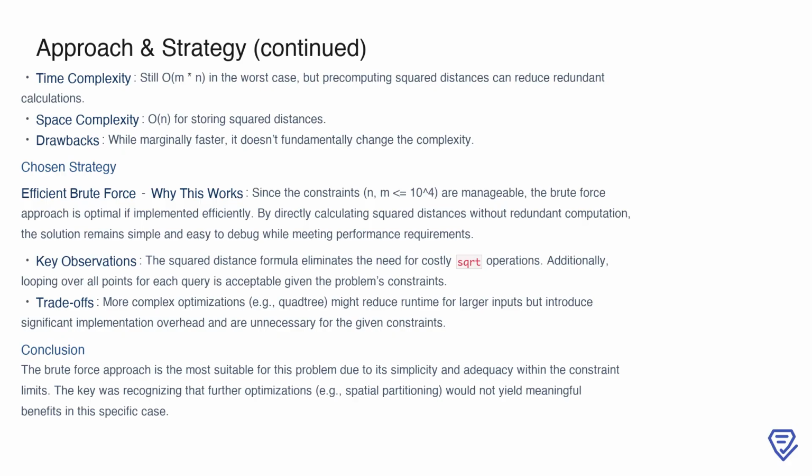However, by pre-computing squared distances, we eliminate repetitive calculations, making the process marginally faster. The space complexity increases slightly to O(n), because we need to store the pre-computed squared distances. Still, this approach doesn't fundamentally reduce the overall complexity.